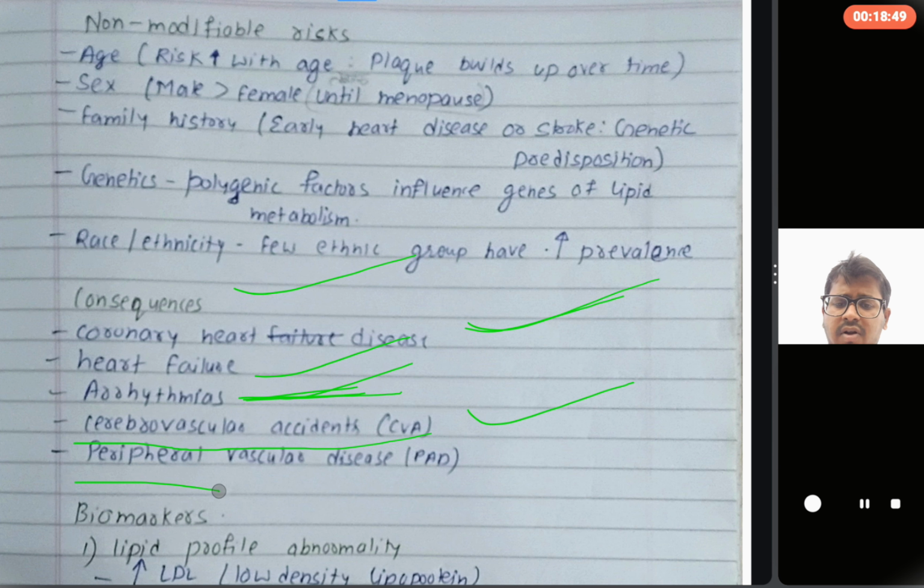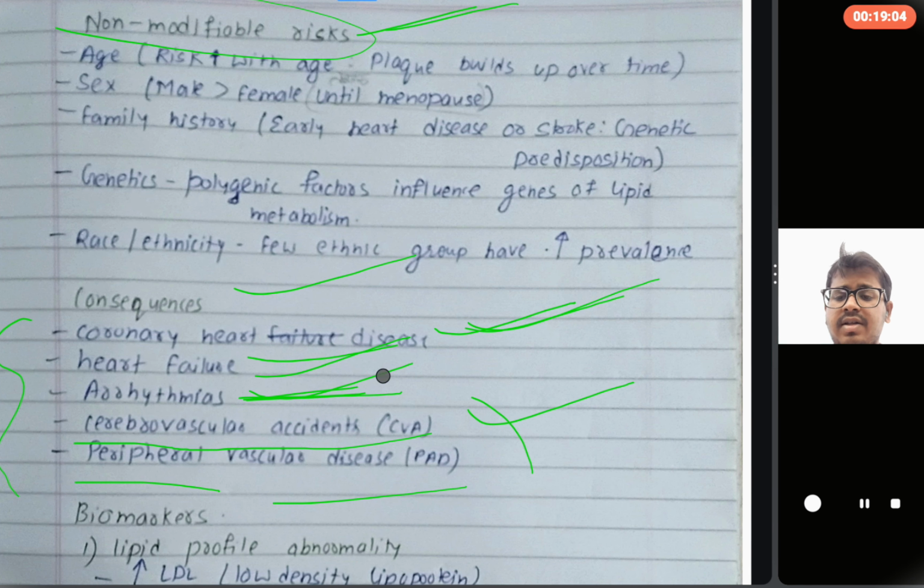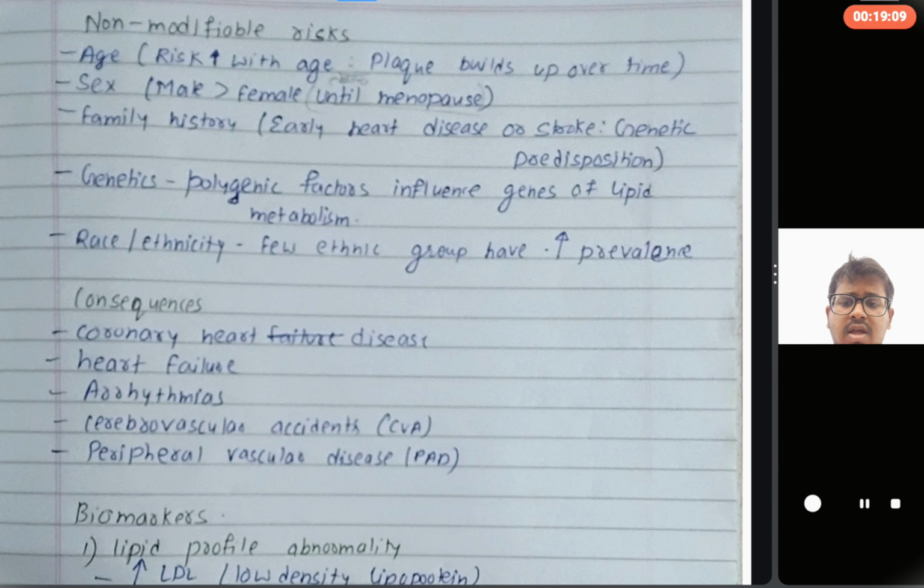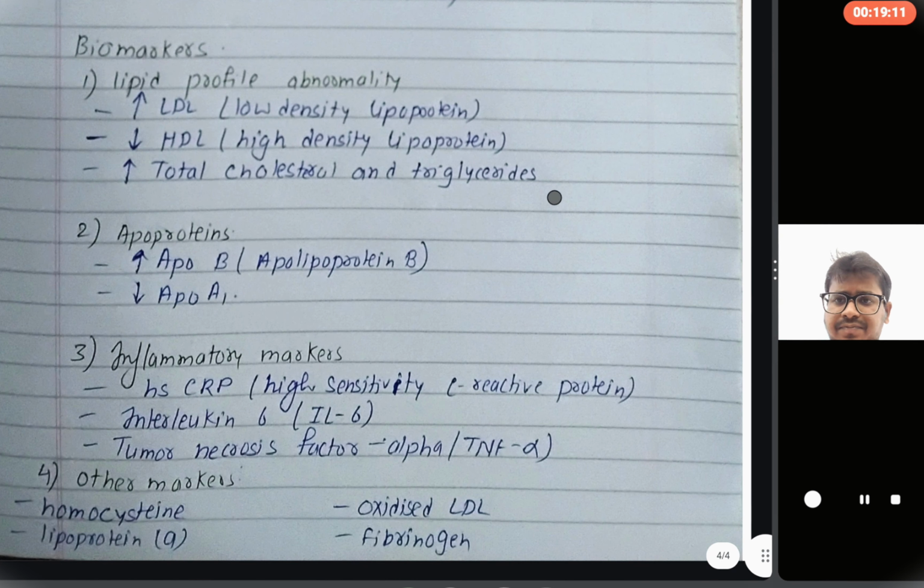Another is peripheral vascular disease. So what are the consequences? If we do not change our habits, the non-modifiable factors can be excused, but if we don't change our habits, then we will be in trouble, with problems like coronary heart failure, arrhythmia, cerebrovascular accident, and peripheral vascular disease.